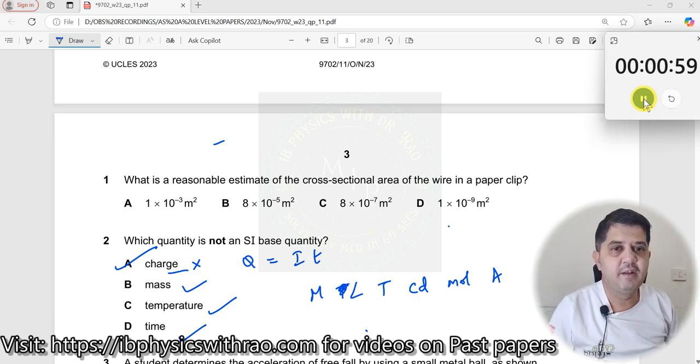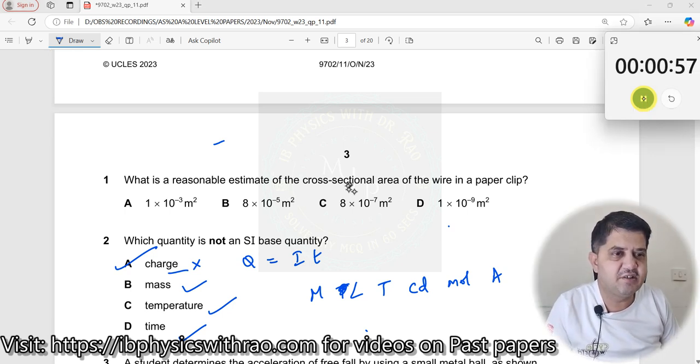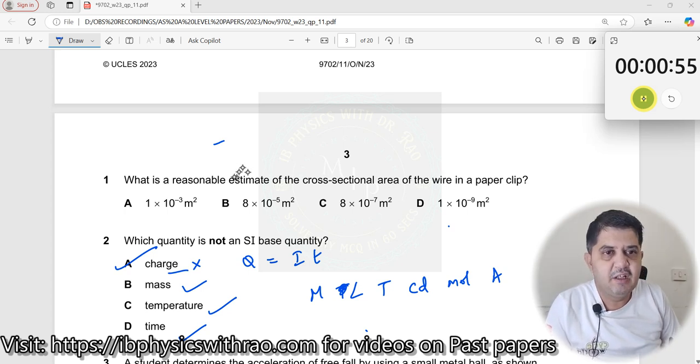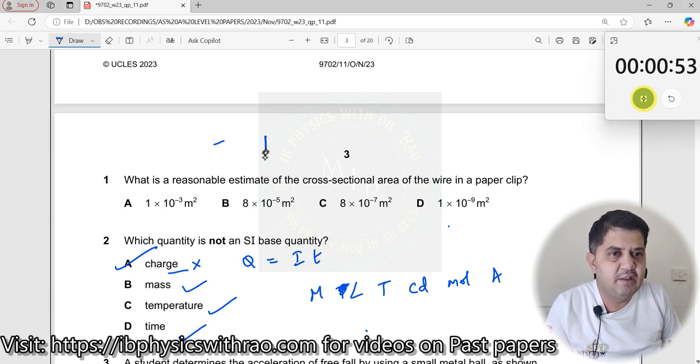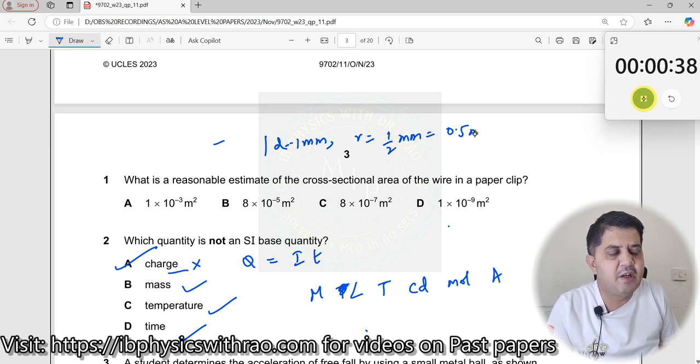Question number 1. What is a reasonable estimate for the cross-sectional area of a wire in a paper clip? Now in a paper clip, the thickness of the wire could hardly be around 0.75 mm to 1 mm. So if I say the thickness is 1 millimeter, then its radius could be around half a millimeter, right? Which would be around 0.5 millimeter.